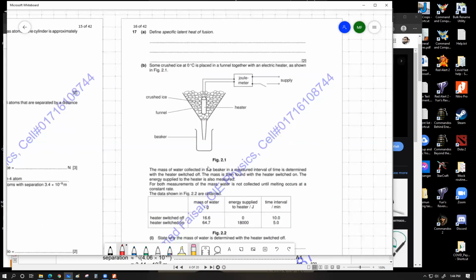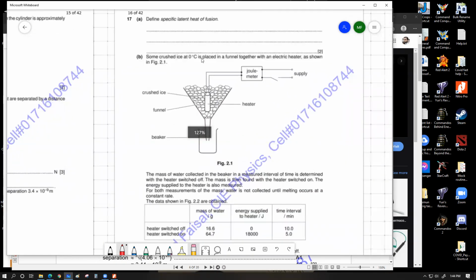No, sir. No, okay. So some crushed ice at 0 degrees Celsius is placed in a funnel together with an electric heater as shown in figure 2.1. We have crushed ice, we have a heater, we have a joulemeter, we have a supply, funnel, heater, beaker. The mass of water collected in the beaker in a measured interval of time is determined with the heater switched off. The mass is then found with the heater switched on. The energy supplied to the heater is also measured. For both measurements of the mass, water is not collected until melting occurs at a constant rate. The data shown in figure 2.2 are obtained.